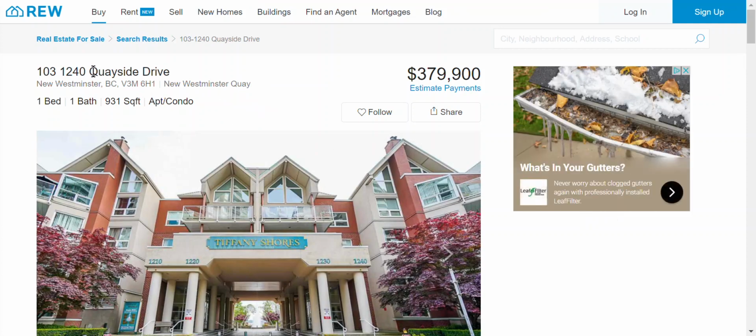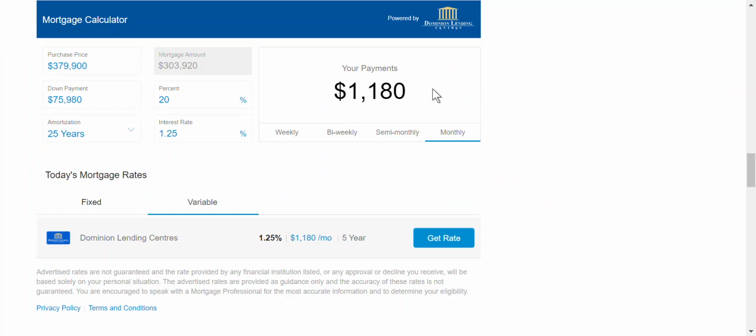It's near Douglas College, New West campus, and they're currently asking $379,900. Now, when you look for a house, a lot of times they'll have estimated payments, and they'll give you a little bit of the data, but it really isn't a comprehensive quantitative analysis. So they're going to say that it's going to cost you $1,180 to buy this place.